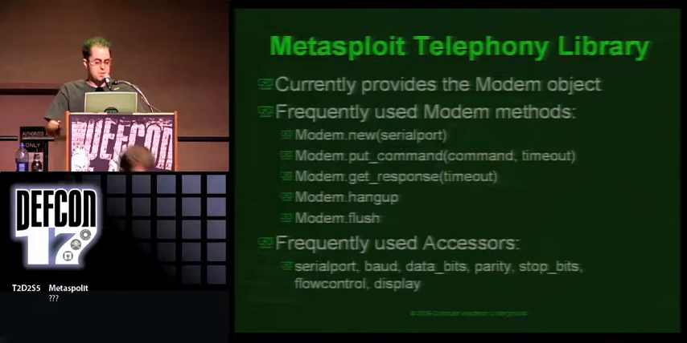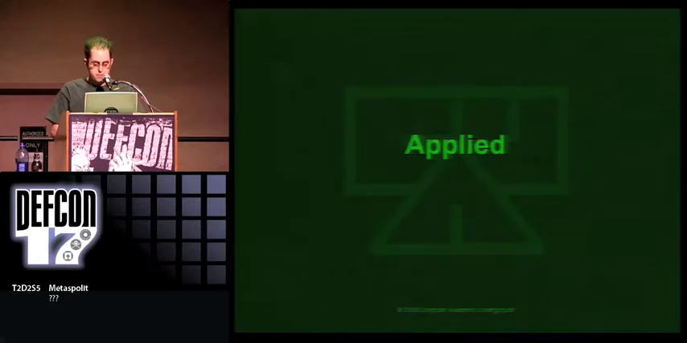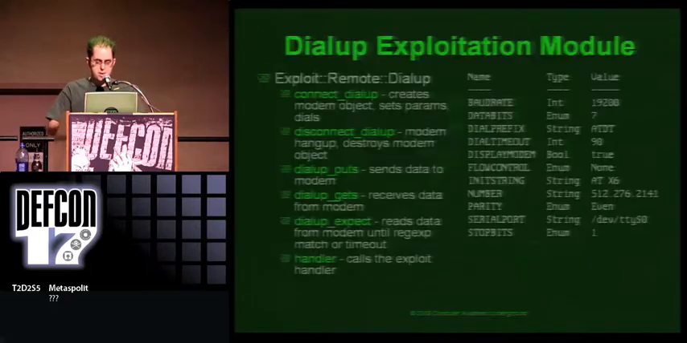What this does is it currently just provides a modem object. It has some methods to create a modem, which will attach to the serial port that you specify. You can send it commands, read your responses back, hang it up, flush the buffers, things like that. There's a few more, but those are all the main ones that you might use if you're using this to develop. There's accessors for the object to configure your modem, which are basically your baud rate, data bits, parity bits, all of that good stuff. All right, so. How do you apply this? That's kind of the underlying telephony library right now.